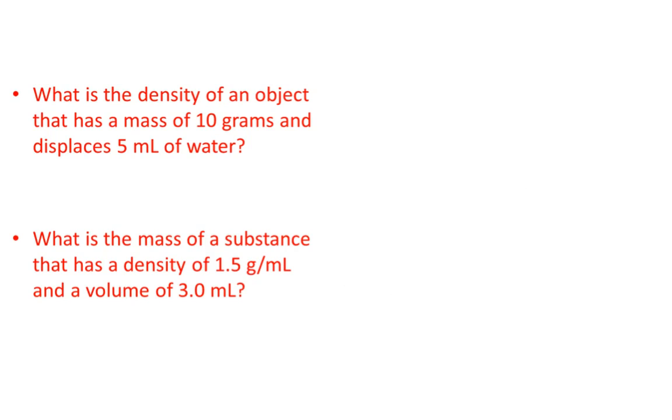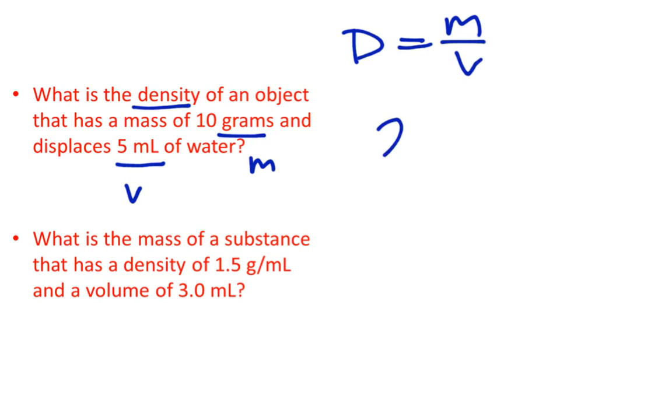Here we have a couple example problems of how to solve for density. Pause the video now to try and solve each of these problems. The first question reads, what is the density of an object that has a mass of 10 grams and displaces 5 milliliters of water? Milliliter is a volume unit. Gram is a mass unit. The question is asking for density, so it's going to be D equals M over V, or 10 divided by 5, which is equal to 2. To what unit? Grams per milliliter. Nothing cancels, therefore both parts remain.